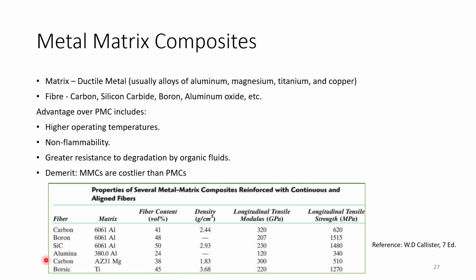Next is borsic in titanium matrix. So in this case, its fiber content is 45 volume percent, and the density is 3.68 gram per centimeter cube. The longitudinal tensile modulus is 220 GPa, and the tensile strength will be 1270 MPa.